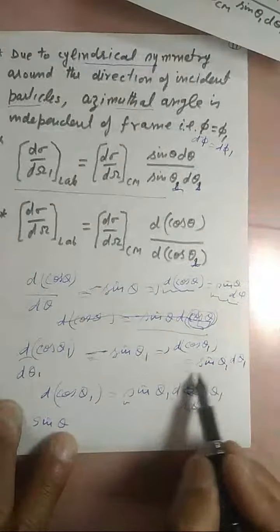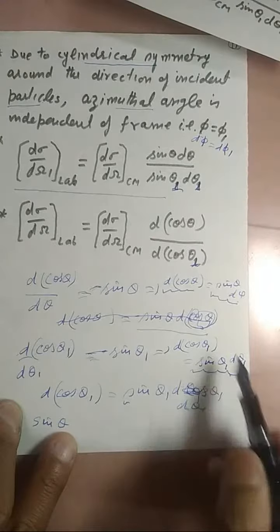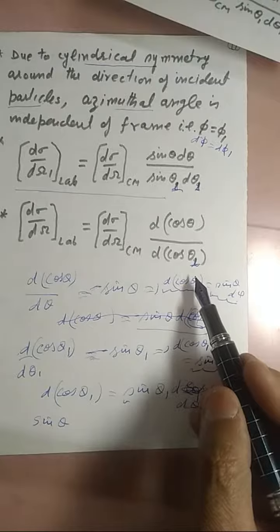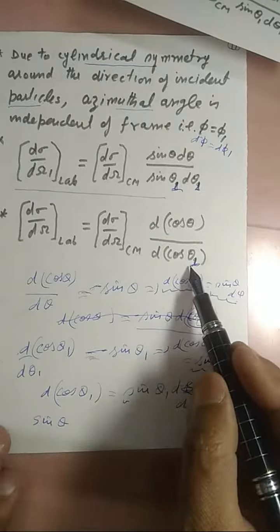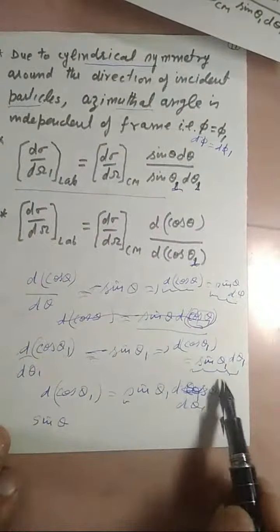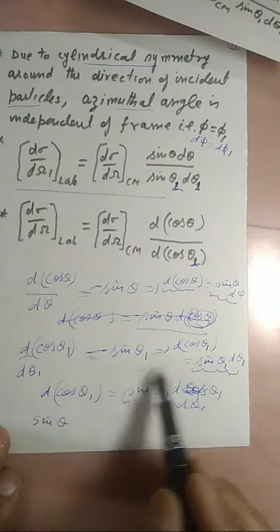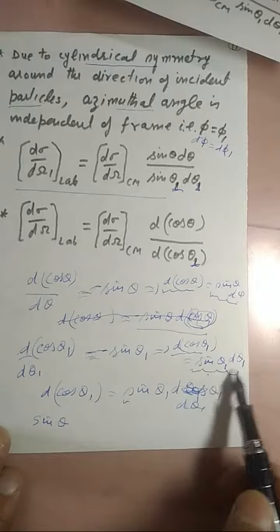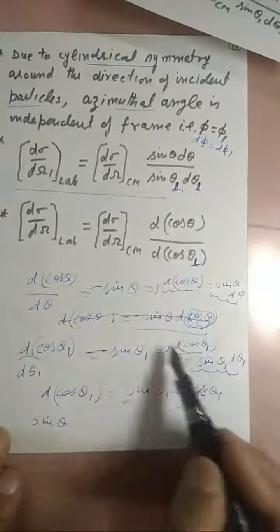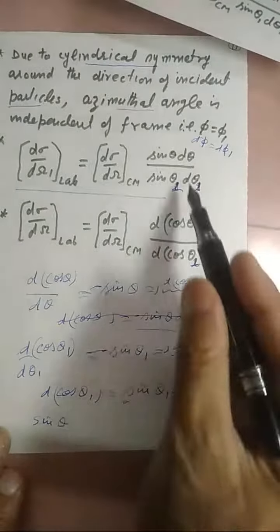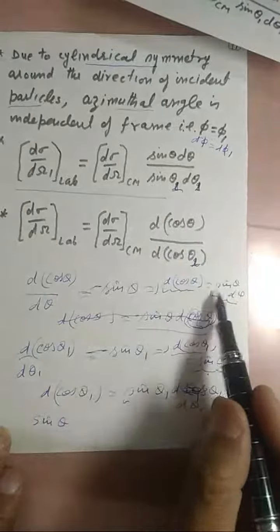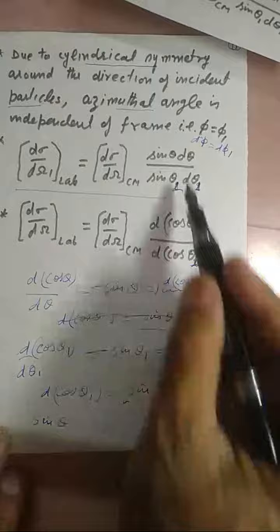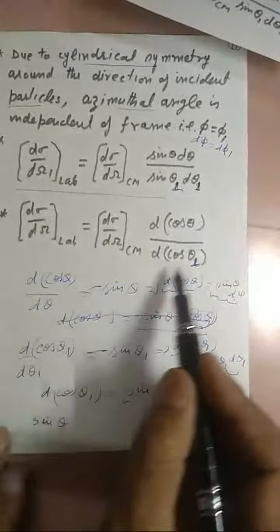So instead of this, I can write this quantity. This is d cos theta 1, which is equivalent to sine theta 1 d theta 1. So I can replace with this quantity, and here d cos theta is equal to sine theta d theta. We can replace it with d cos theta. So here we got this type of expression.